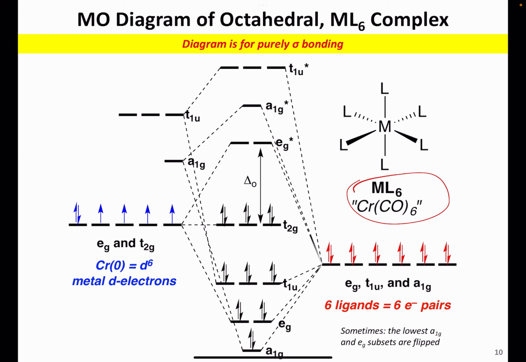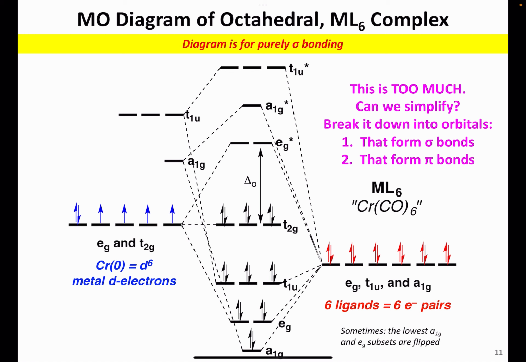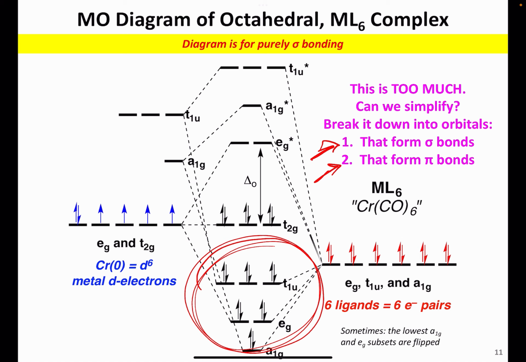And so for the isolobal analogy, what we're really going to want to do is simplify these molecular orbital diagrams greatly. And so the best way to simplify them is to go ahead and try to break down the diagram into what forms sigma bonds and what forms pi bonds. And so that's where we're going to break this down. We're going to form sigma bonds and we're going to form pi bonds. And so what I can tell you is that the lowest 6 orbitals here are the 6 sigma bonds between the metal and the ligand. What we know is the t2g orbitals here are largely non-bonding in nature, and then the upper 6 orbitals here are the anti-bonding combinations.